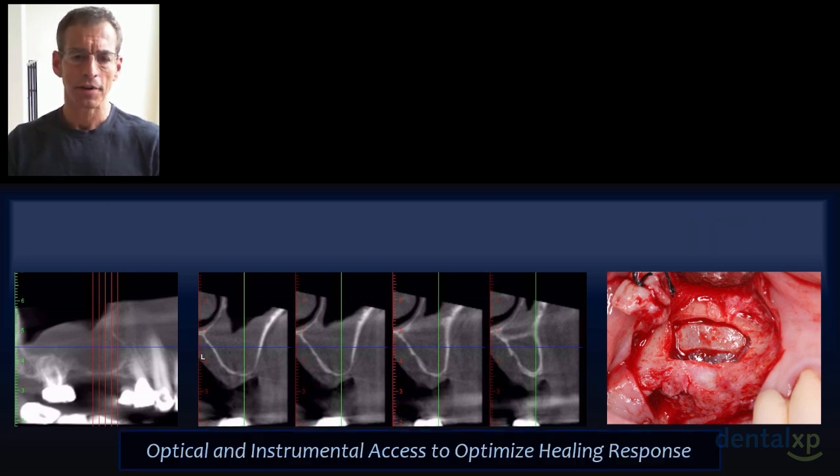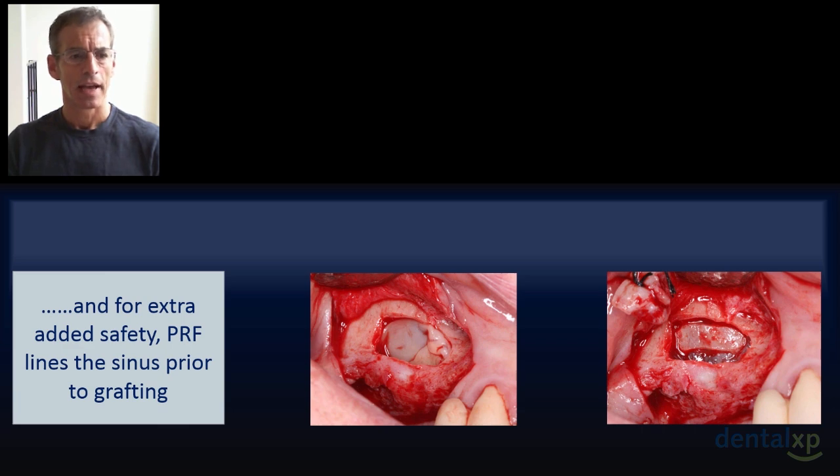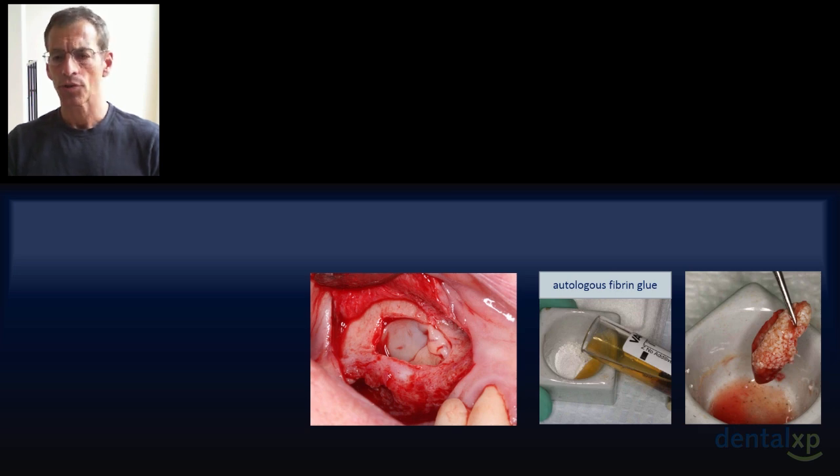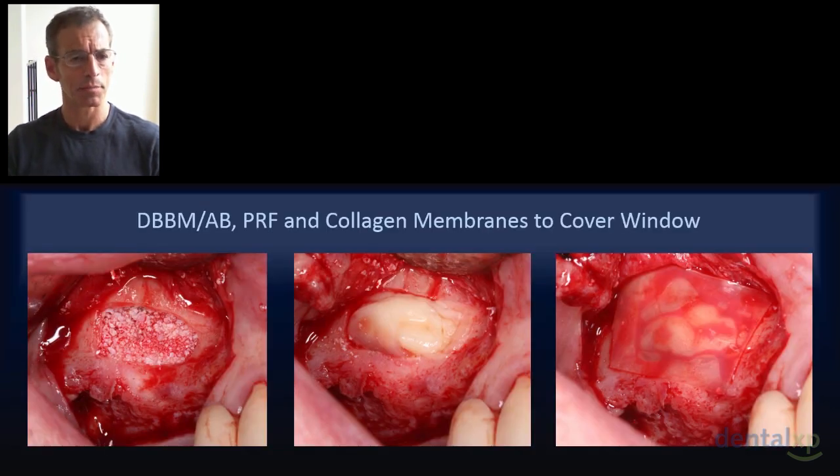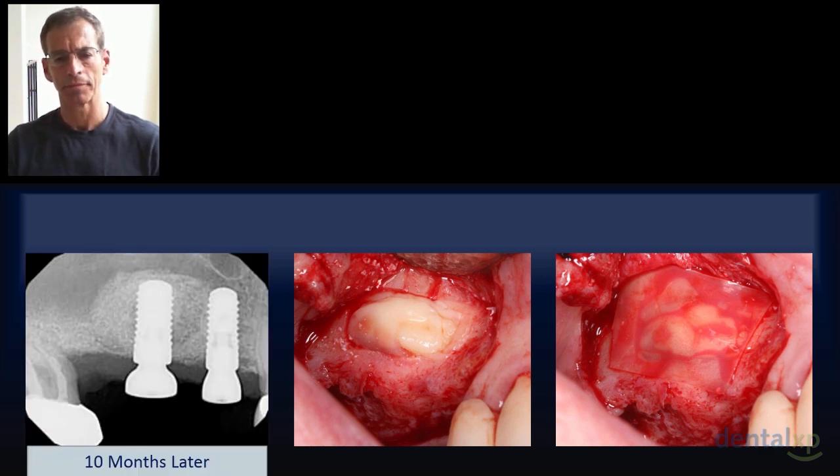I feel it's very, very important to have optical and instrumental access to the sinus membrane to optimize my healing response, because I firmly believe that these patients will not heal as well if a sinus perforation occurs. And for extra added safety, I will add PRF to line the sinus prior to grafting. I will also make what is called sticky bone with my fibrin glue because it is easier to place the bone graft in the sinus cavity, cover with a PRF membrane and a collagen membrane, and simply place the implant.